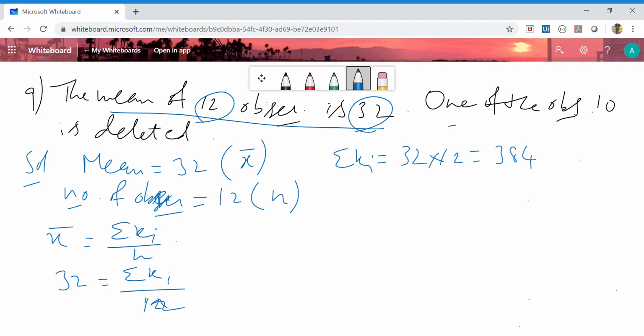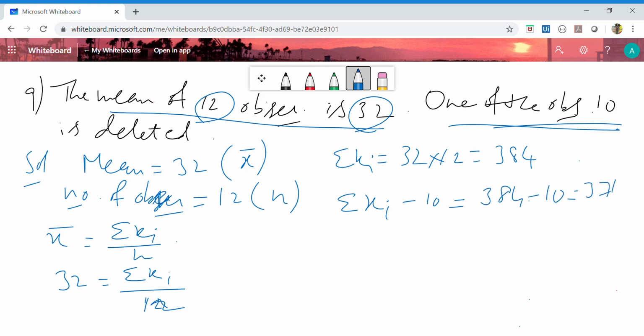So one observation 10 is deleted, he said. So from where you have to delete the observation? From the sum of the observations. So sigma xi minus 10 you have to do. So 384 minus 10, 374. This is the new sum, that is, sum of new observations. Next, number of observations becomes 12 minus 1, it becomes 11.